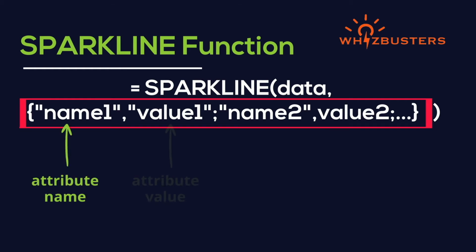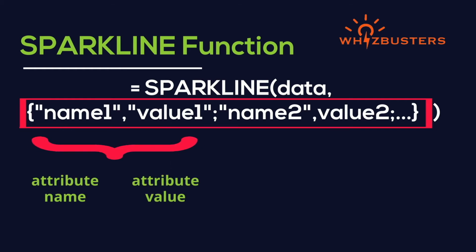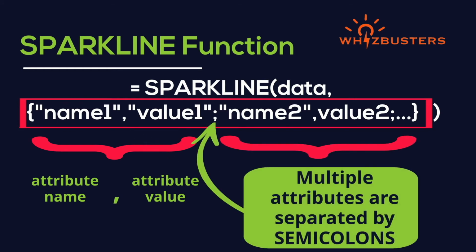attribute name and the value for the attribute in a pair separated by a comma. Multiple attributes are separated by semicolons.